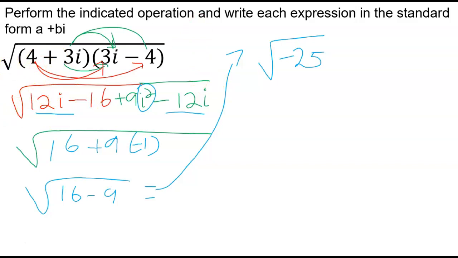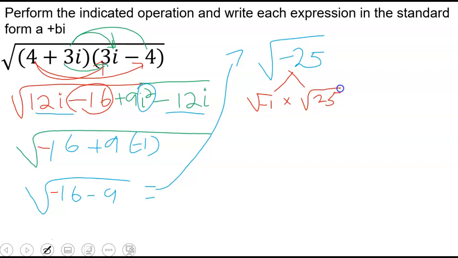Oh, so I realized I dropped the negative here. Oh, this is negative 16 because we have that here. So it's negative 25. Okay, so if we remember that this is going to be square root of negative 1 times square root of 25, it will still give us square root of negative 25. So the square root of negative 1 is i, and then the square root of 25 is 5. So this comes to 5i.